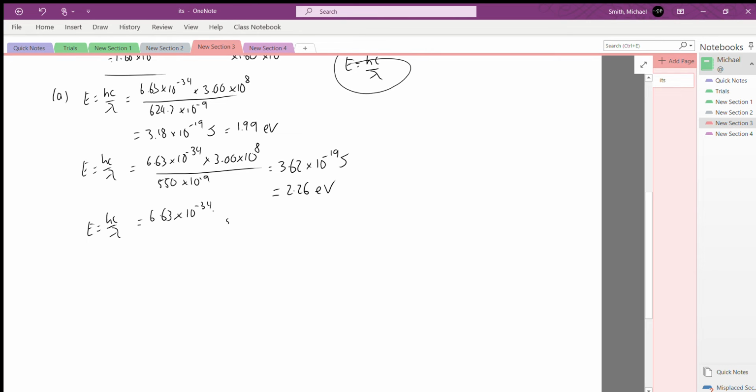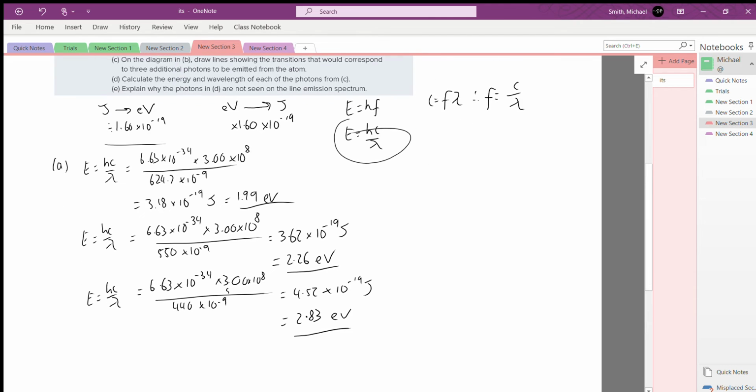And finally, the last photon, we have E equals hc on lambda, so 6.63 times 10 to the power of minus 34 multiplied by the speed of light all over the wavelength, 440 times 10 to the power of minus 9, and in our calculator that ends up being 4.52 times 10 to the power of minus 19 joules, which equals 2.83 electron volts. So there are our three photon values in electron volts.